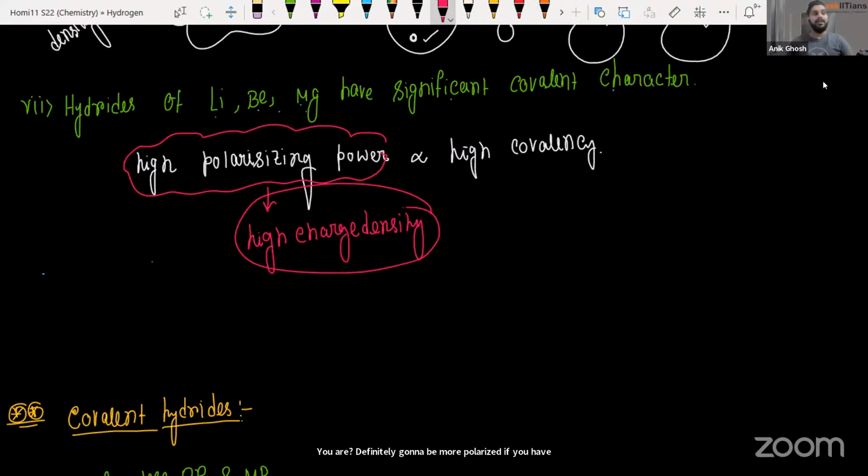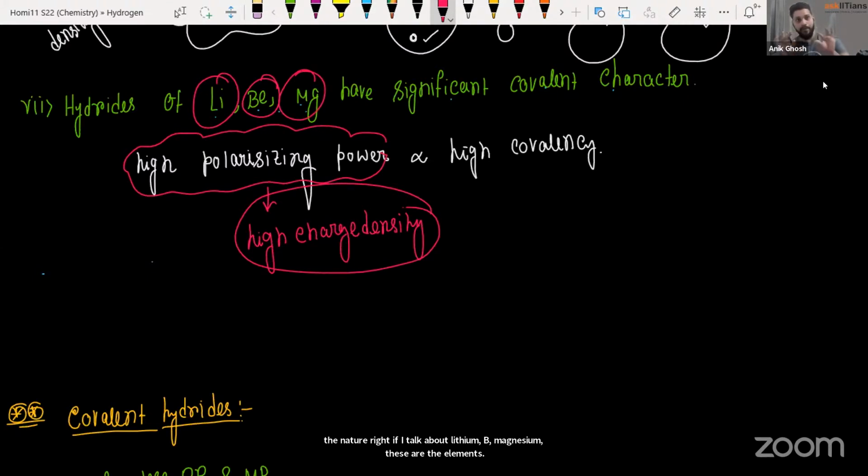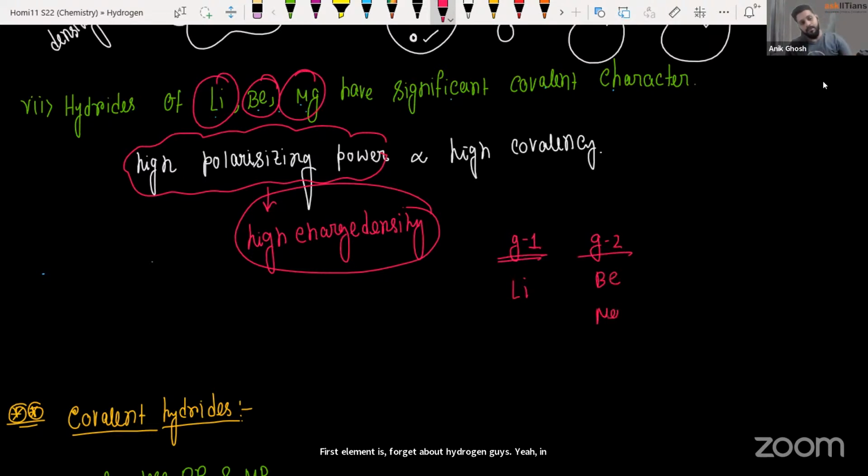If I talk about lithium, beryllium, magnesium, these are the elements at the top of the periodic table in the groups. Lithium is in group 1. First element is lithium. Forget about hydrogen, guys. Here in group 2, we have beryllium and magnesium. Beryllium is the first element. Now, why am I taking magnesium?